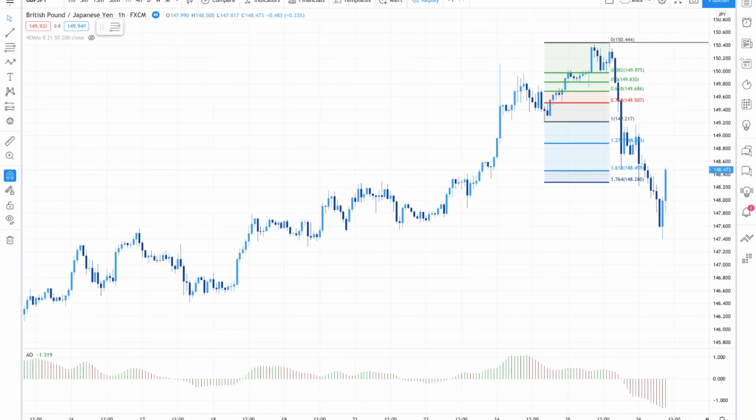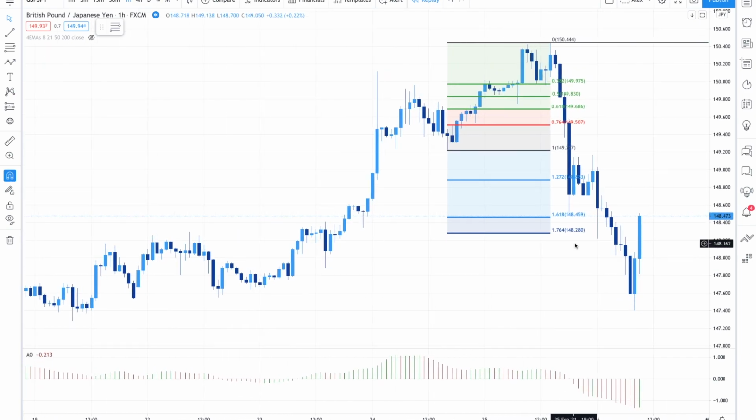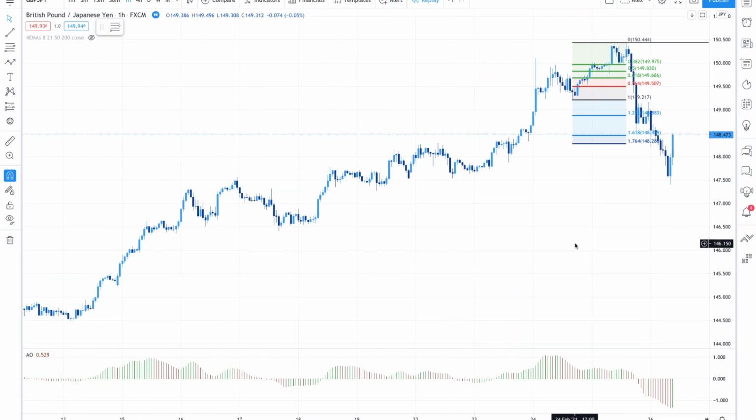And there it seems to be finding some support. Let's just pause it there for a minute. There we go. Clear rejection. This is a 1 hour time frame. Reversal candle, bullish. What do I do now? Okay, well, we've just established a brand new range. I can do away with this because that's played out. I've made my money.